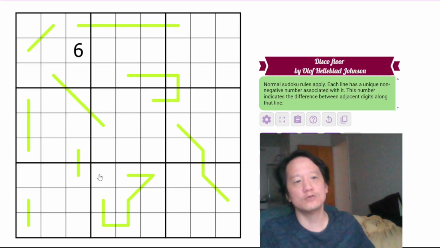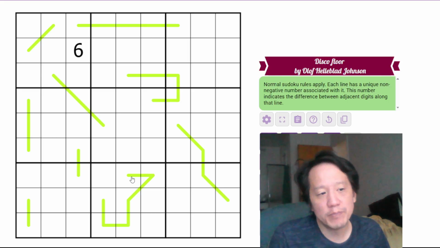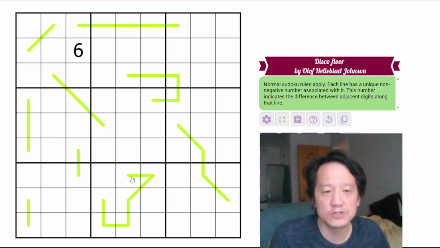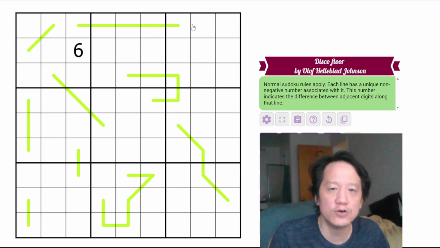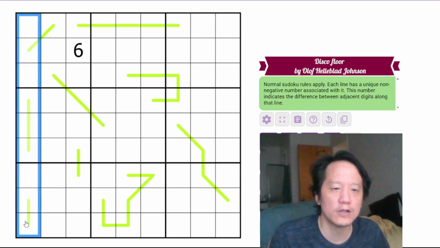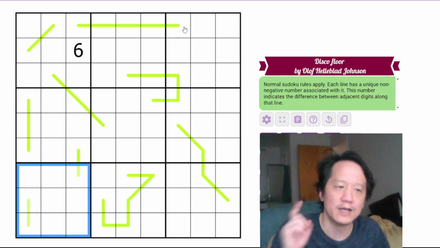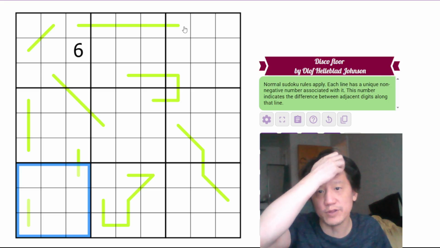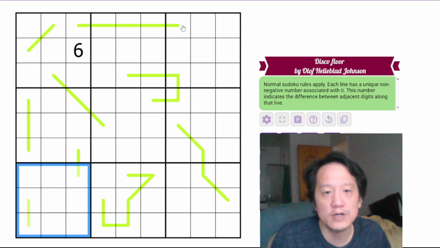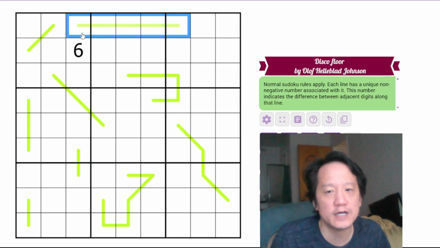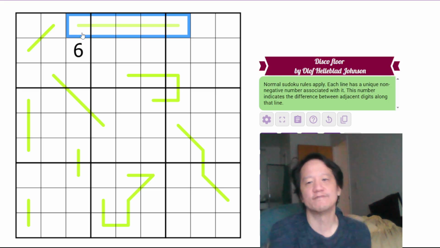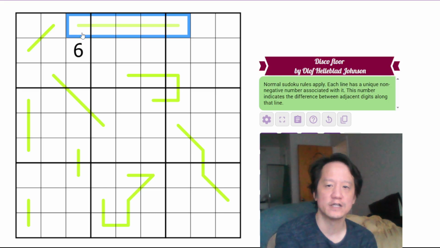Normal Sudoku rules apply, which means place a digit from 1 through 9 in every single cell such that there are no repeats in any row, column, or designated 9-cell region, which in this case is a box. Each line has a unique non-negative number associated with it. This number indicates the difference between adjacent digits along that line.